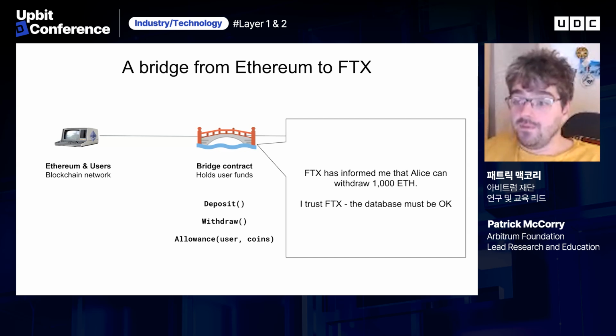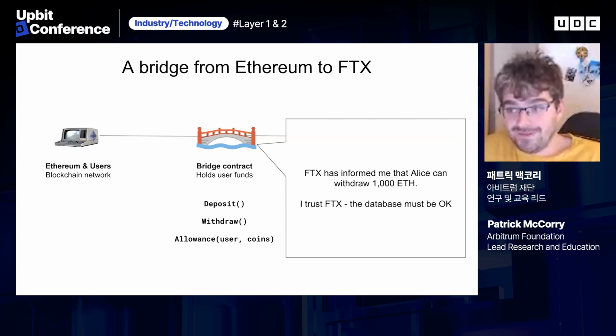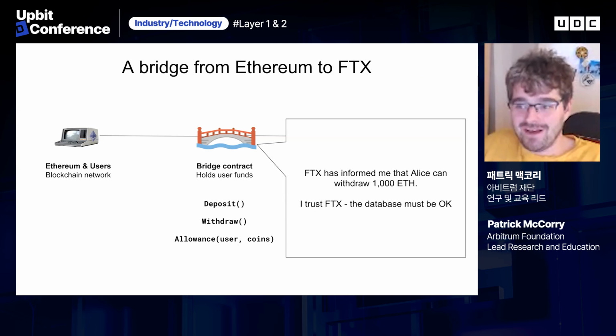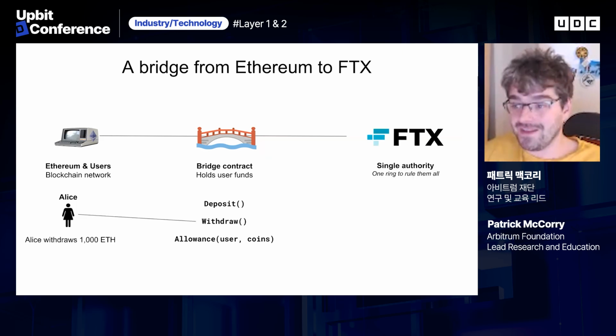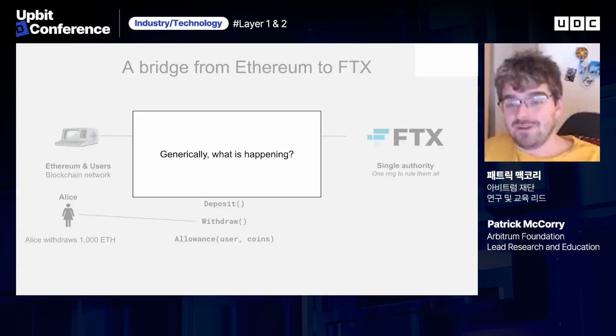Now, in this example, because FTX has signed off on it, the bridge will trust FTX and, of course, give Alice her funds. Now, I'm sure some people have seen the FTX trial, which is probably a decent example of why you should not trust custodial exchanges. Maybe just put it that way. We shouldn't trust these custodial systems. And of course, Alice can then withdraw her 1,000 ETH. But generically speaking, what's happening here under the hood?